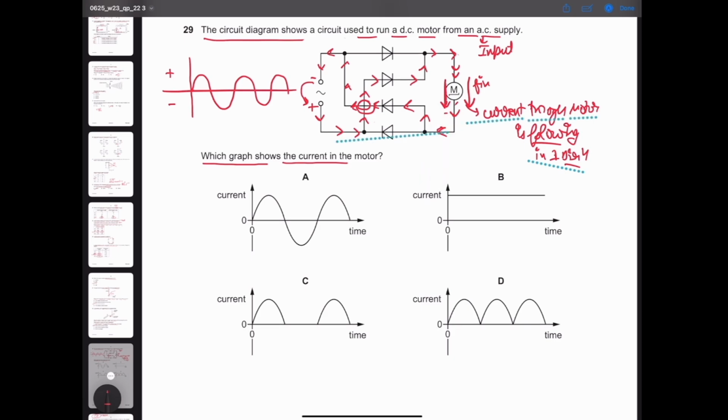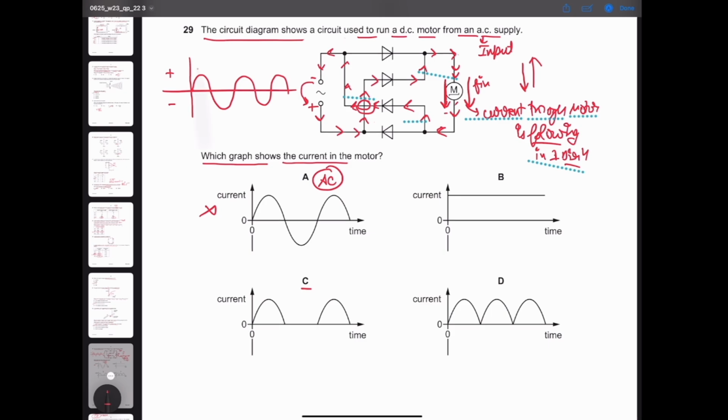So this tells us one point, that the answer cannot be A, because this is an AC graph and the current through the motor is not varying. It's not like that in the first cycle it is downwards and the second cycle it is upwards. So A is wrong. Now, option C is wrong. Why? Because even though current is flowing in the same direction, that is right.